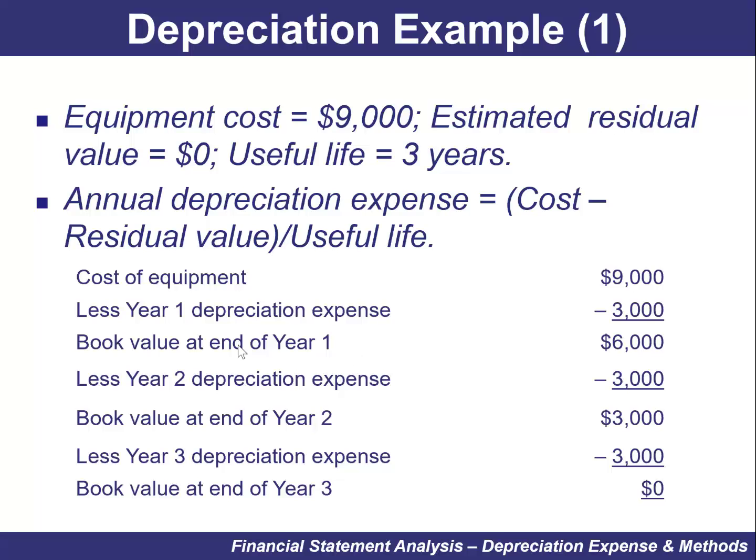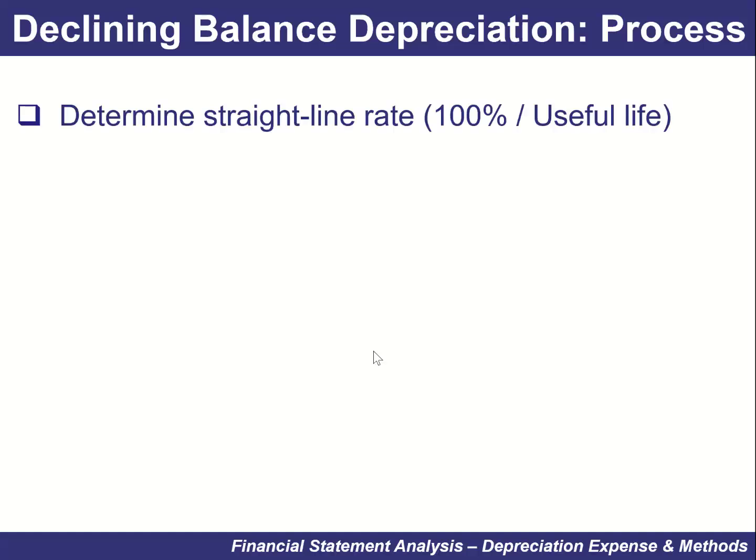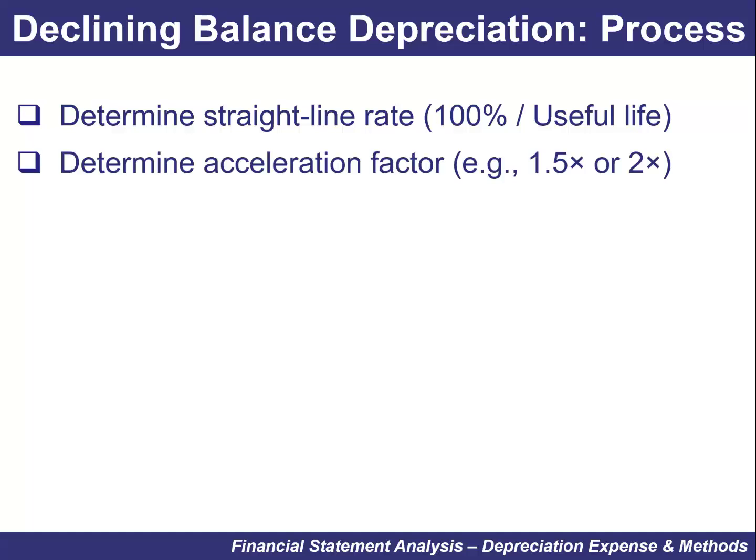Next, let's look at another method of depreciation, the declining balance depreciation method, sometimes called the decreasing balance depreciation method. Let's first go through the process. You start by determining the straight line rate. And all you do to do that is take 100% and divide that by the useful life. So if you've got a 10-year useful life, your straight line rate would be 10%. You've got a 20-year life, it would be 5%, and so on.